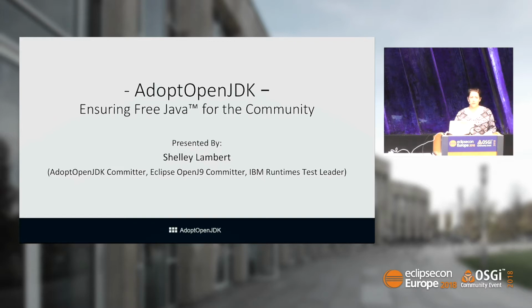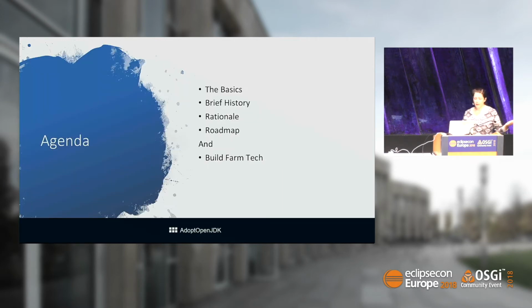So, what are we talking about today? We're talking about the AdoptOpenJDK project and its rationale, its mission, ensuring free Java for the community. And we're going to try to go through just some of the basics of how the project works, a bit of a brief history, the rationale, the goals, the motivation for the project, a little bit of a roadmap, and then looking at some of the build farm tech that we have at that project.